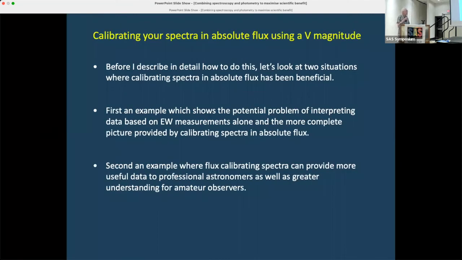So before I describe in detail how to do this, which will take a few slides, let's look at a couple of situations where collecting spectra in absolute flux has been beneficial, just as examples. The first one shows a potential problem of interpreting the results purely on the basis of equivalent width measurements alone, and where recording and calibrating an absolute flux will give you a more complete picture of what is happening.